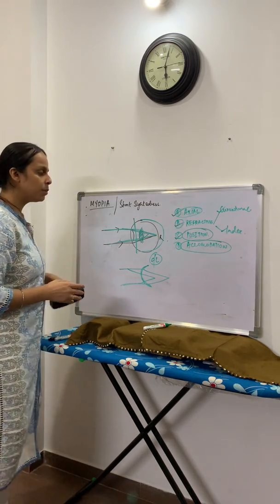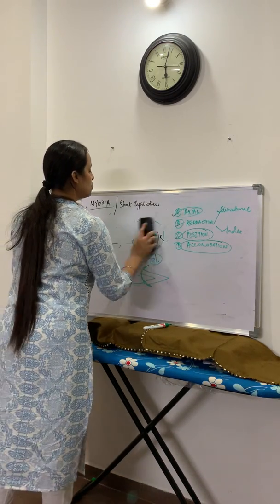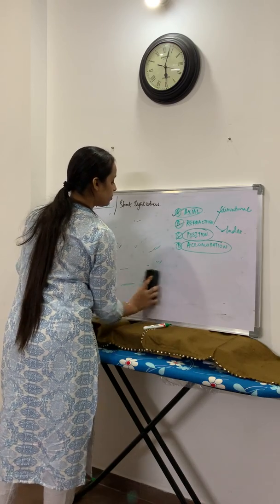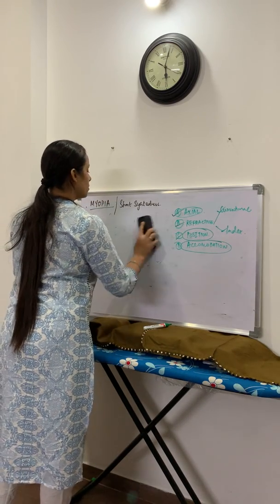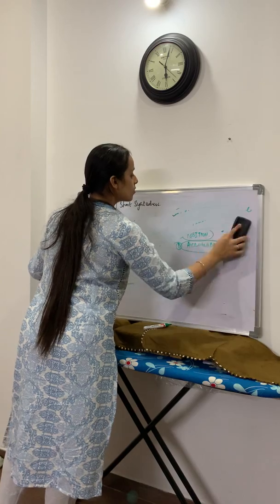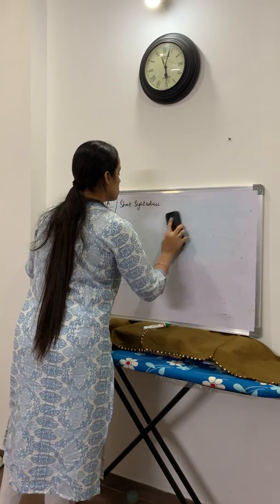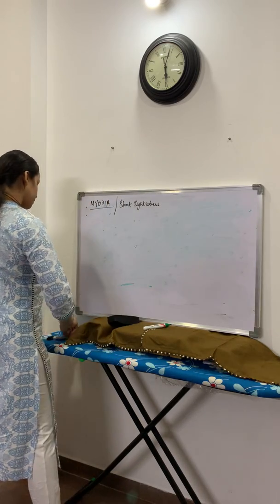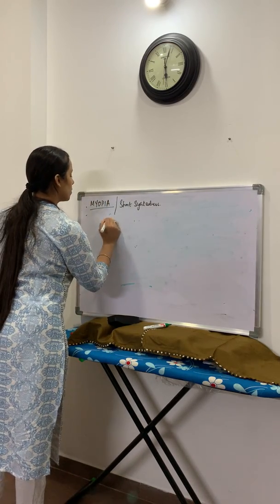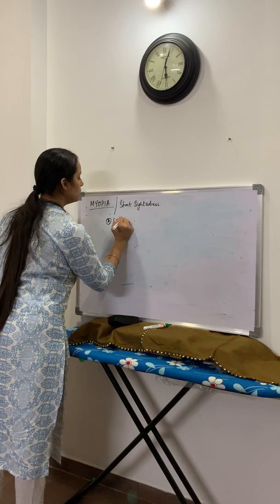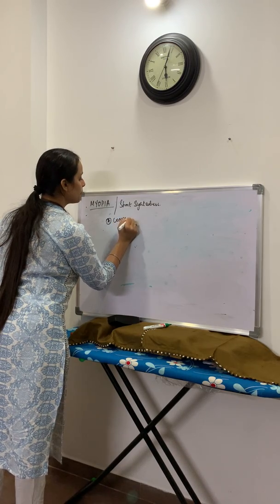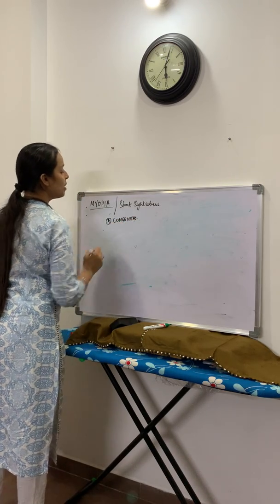When I come to my clinical picture, I will have a different classification system. So the first one in it will be congenital. Okay. So what is congenital myopia?